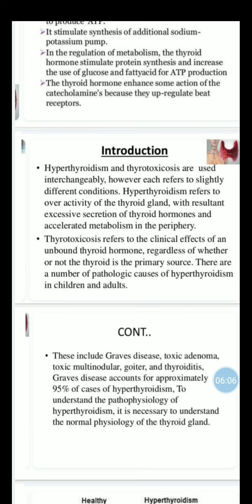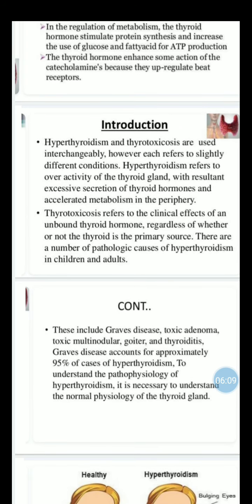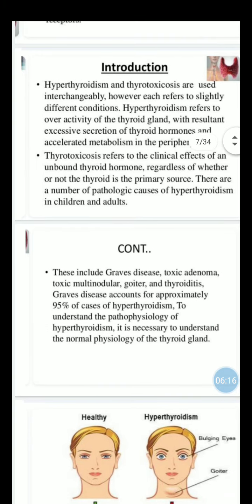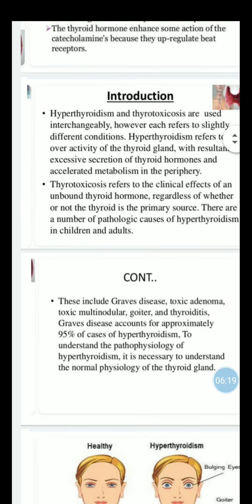There are a number of pathologic causes of hyperthyroidism in children as well as adults. They include Graves disease, toxic adenoma, toxic multinodular goiter, and thyroiditis. Graves disease accounts for approximately 95% of cases of hyperthyroidism.